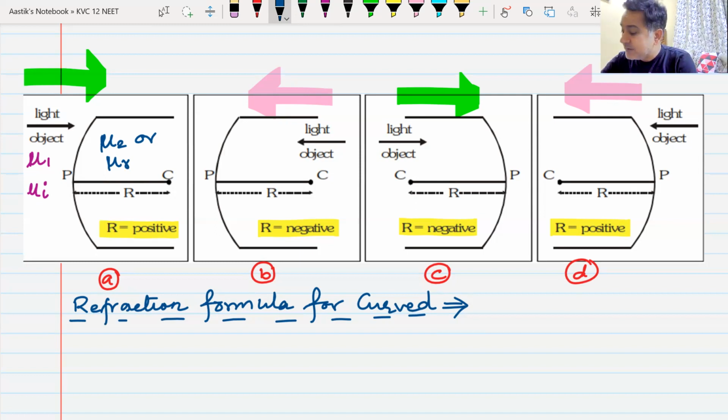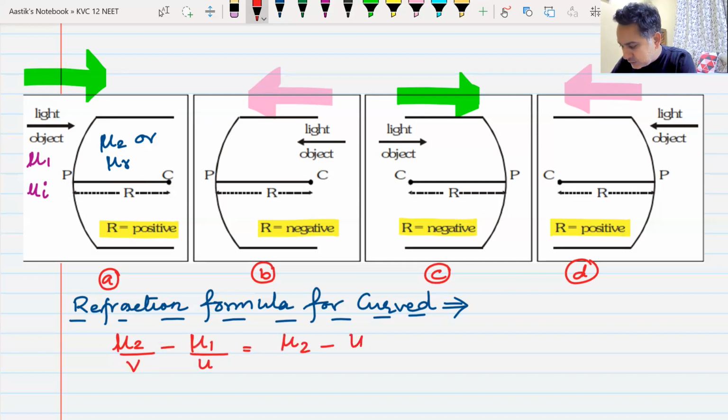If you remember this, then the formula looks like this: mu2 by V. So you can understand that mu2 and V come together. V is the distance of the image. That means it is a refracted thing. Mu2 by V minus mu1 by U will be equal to mu2 minus mu1 divided by r.